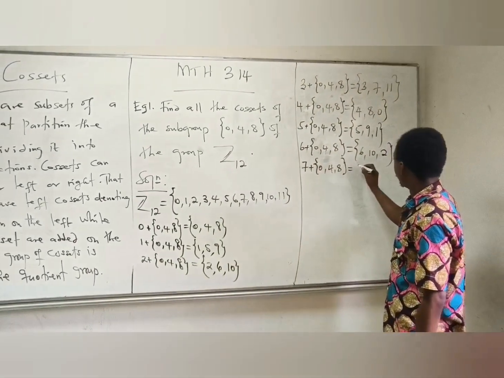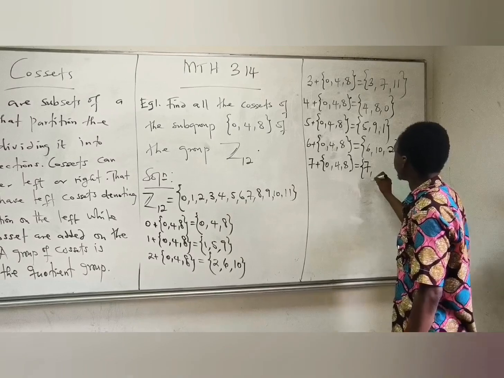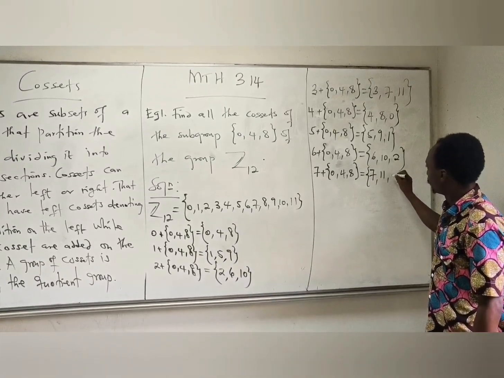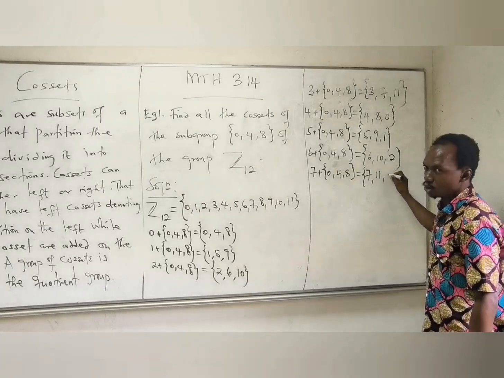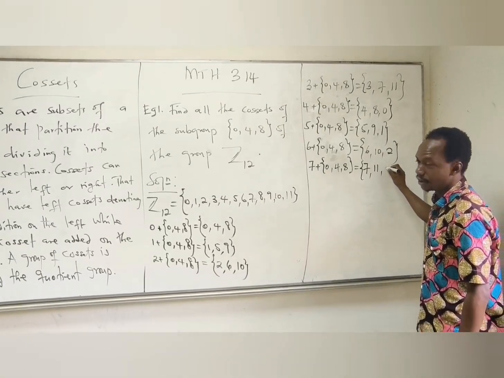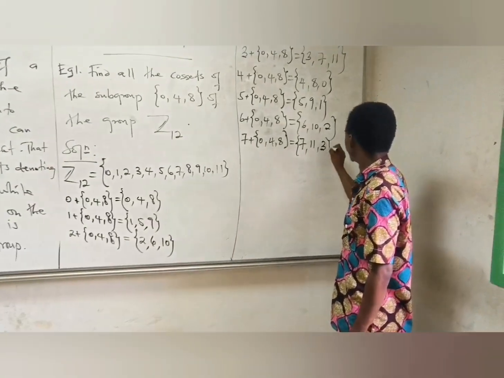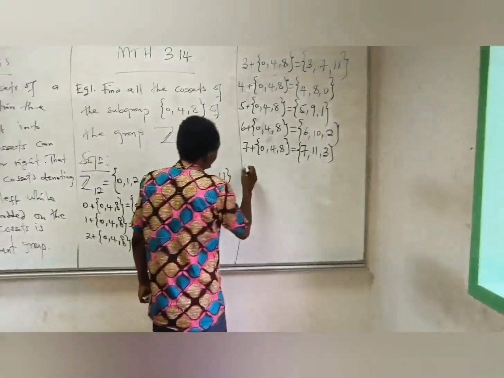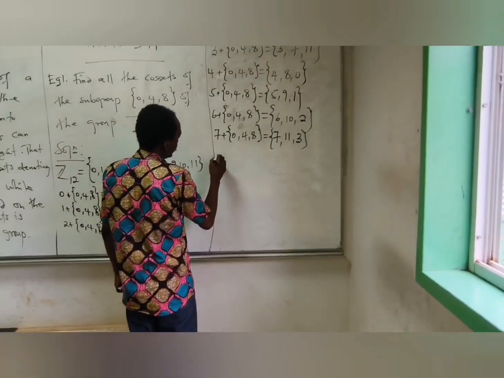So 7 plus 0 is 7. 7 plus 4 is 11. 7 plus 8 is 15, 15 modulo 12 is 3. Is it also somewhere? Yes. After that, we'll write out those that are the same.